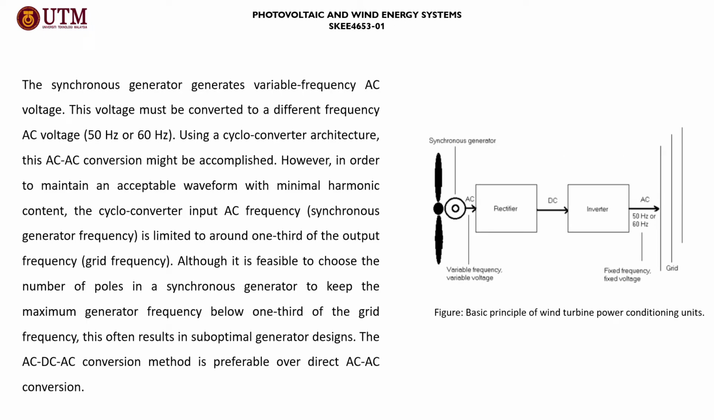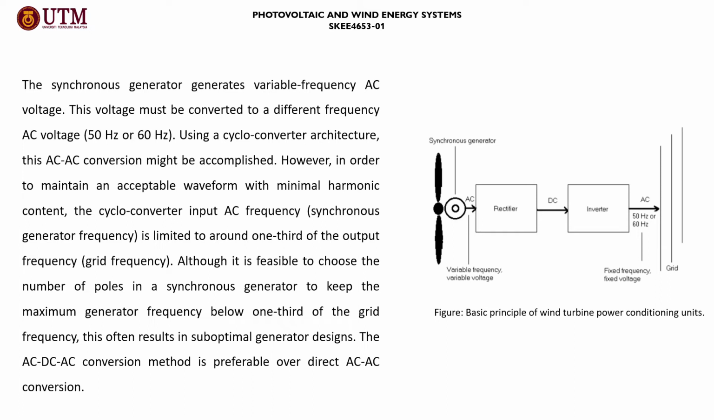The synchronous generator generates variable frequency AC voltage. The voltage must be converted to a different frequency AC voltage for 50 Hz or 60 Hz. Using a cycloconverter design, this AC-AC conversion might be accomplished. However, in order to maintain an acceptable waveform with minimal harmonic content, the cycloconverter input AC frequency, the synchronous generator frequency, is limited to around 1/3 of the output frequency, which is the grid frequency.